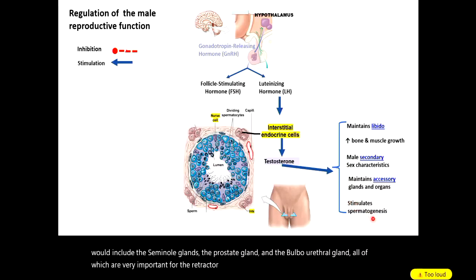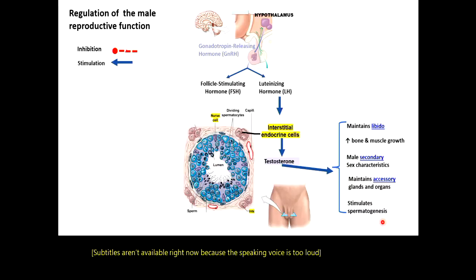And finally, it plays a role in stimulating spermatogenesis. How exactly testosterone can play a role in stimulating spermatogenesis, we'll have a better appreciation when you consider what the follicle stimulating hormone does. Right? So FSH, this is going to act on a different type of cell.